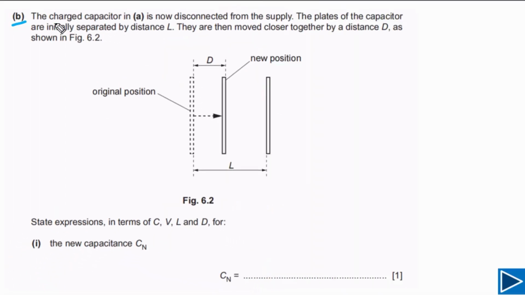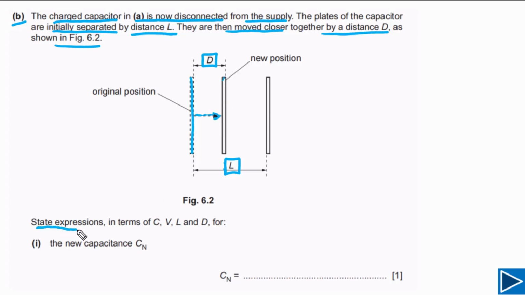For part B, it is given to us the charged capacitor in A is now disconnected from the power supply. The plates of the capacitor are initially separated by distance L. This was the initial distance between the plates. Now the plates are moved close together by a distance capital D as shown in figure 6.2. The plate is moved by distance capital D. Initially this plate was here, now it has been moved to a new position. So this is the new position of the plate.